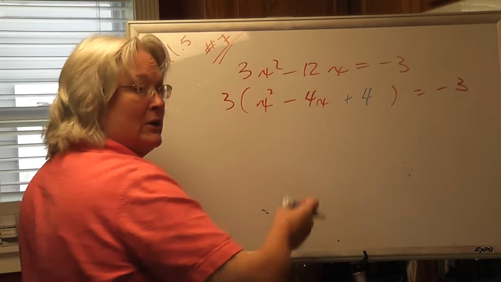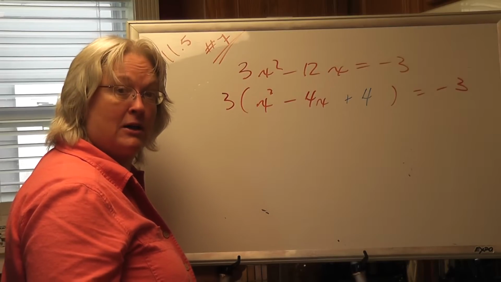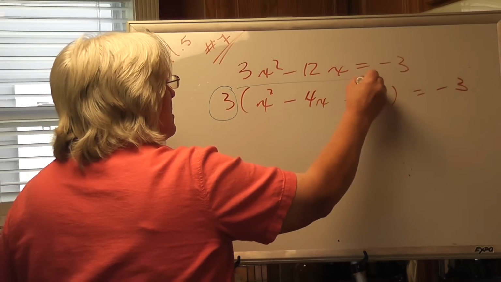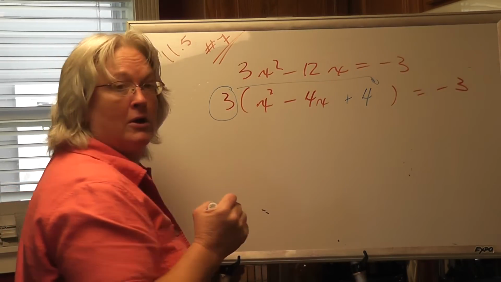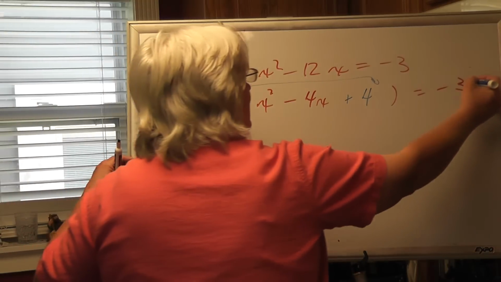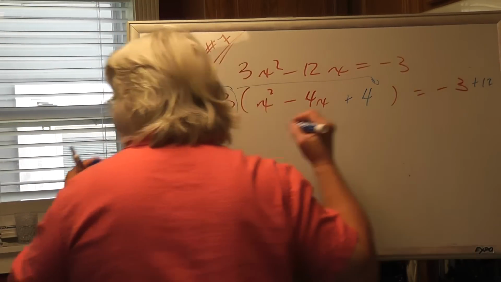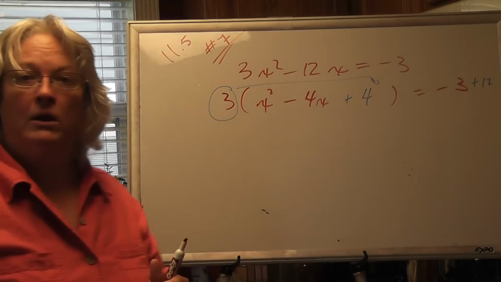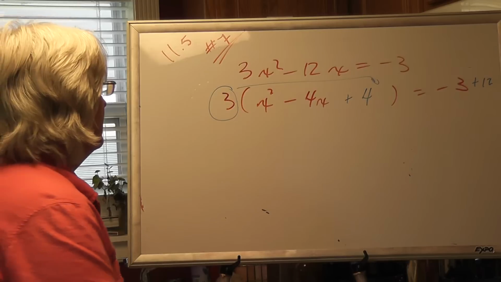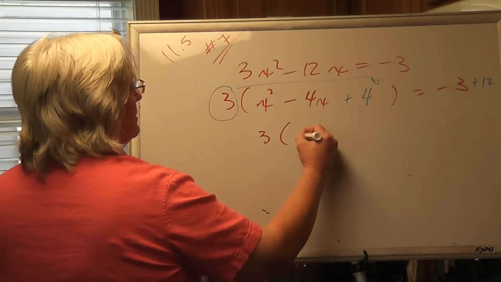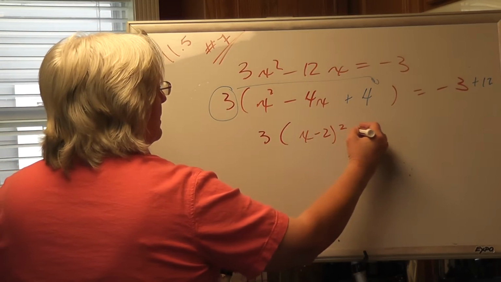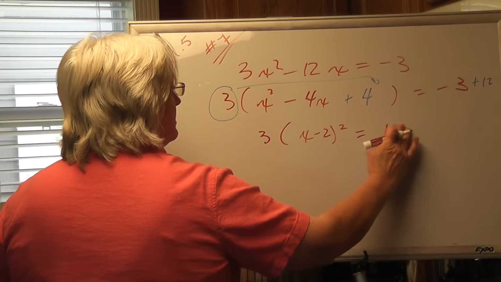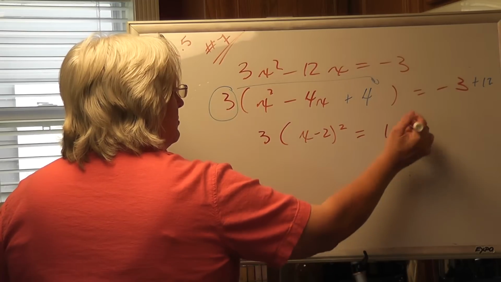But did we actually only add 4 to the left-hand side of the equation? No, we didn't. We added 3 times 4, and 3 times 4 is 12. So we have to add 12 to the right-hand side of the equation. Then we can complete our work. We have 3 times (x minus 2) squared is equal to negative 3 plus 12, which is 9. Not 19, but 9.